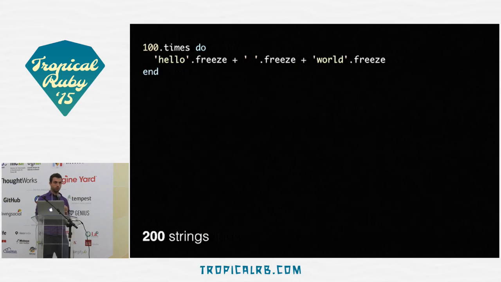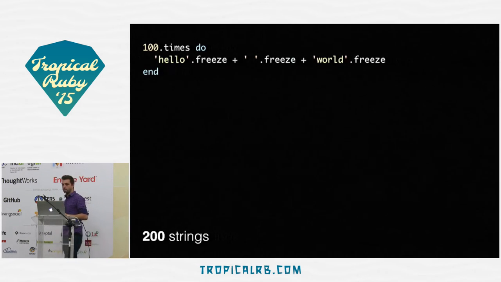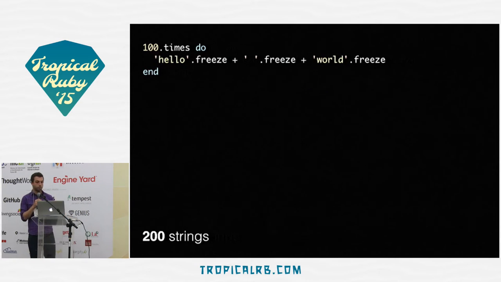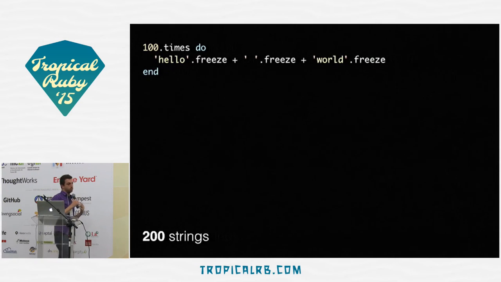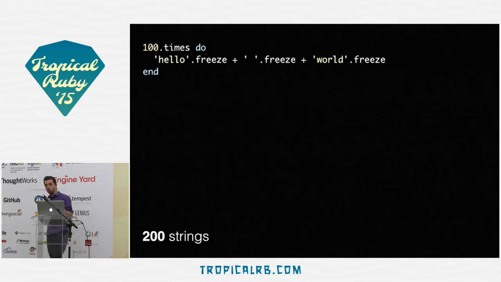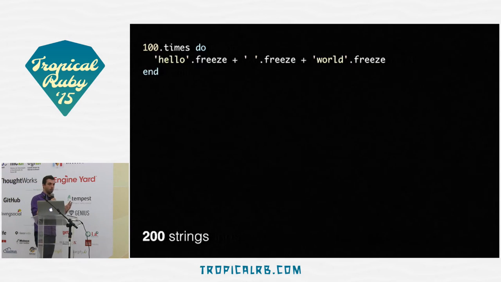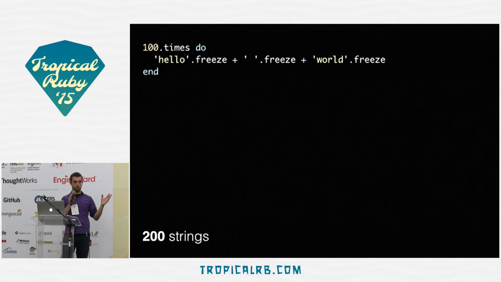The answer here is 200. The reason that it's 200 is that we're doing this 100 times. We are freezing each of these strings. The only ones that we have to create now, instead of having to create hello, space, and world every single time, are hello, space, and hello, space, world.